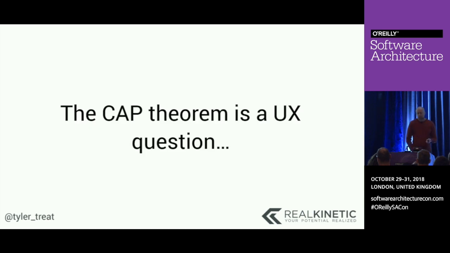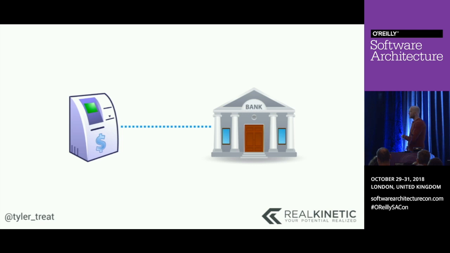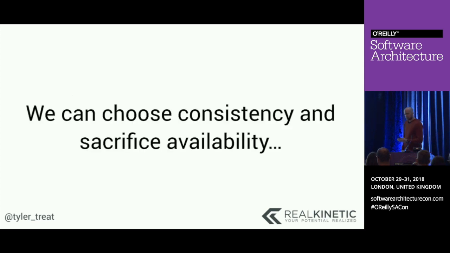And the reason I'm talking about this is, in reality, it's a UX question. The reason I think that is when a partial failure happens, and that's really what a network partition is, how do you want the application to respond to that? The canonical example is the banking system, where we have an ATM and a financial institution, and occasionally the ATM gets partitioned from the bank. If I'm trying to withdraw money and this happens, what happens? That's where this decision comes in, right?